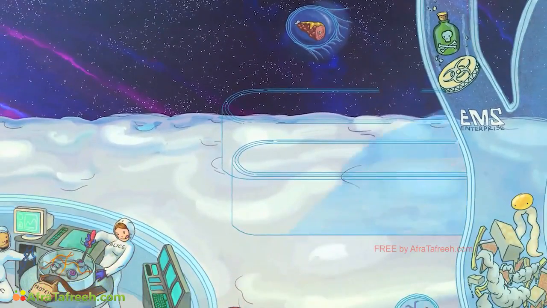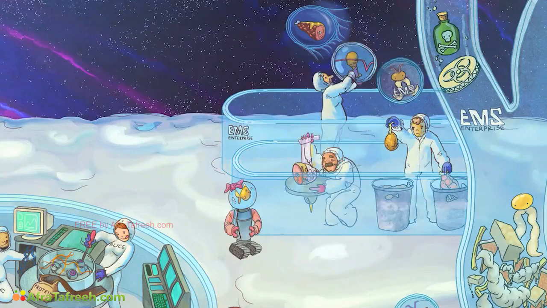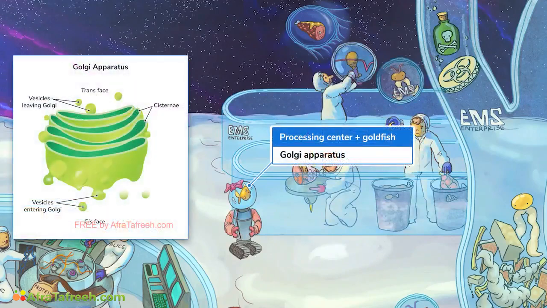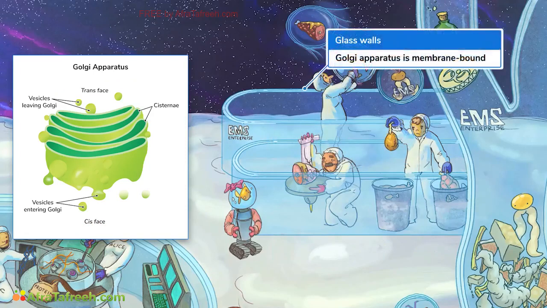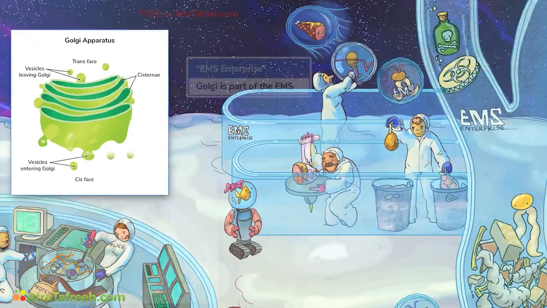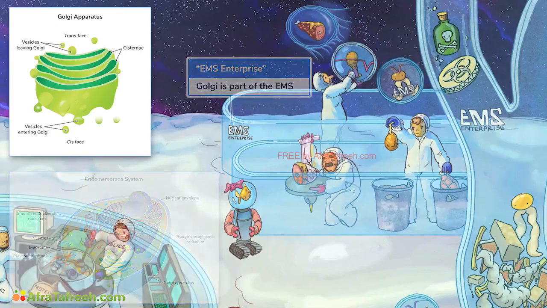Speaking of, let's follow these transport vesicles to the next part of the endomembrane system, the Golgi apparatus, or Golgi body, or Golgi complex, or goldfish receptionist in front of the ship's processing center. The Golgi is another organelle that's bound by a single membrane, hence the glass. And yep, another EMS Enterprise logo. The Golgi is another member of the endomembrane system.